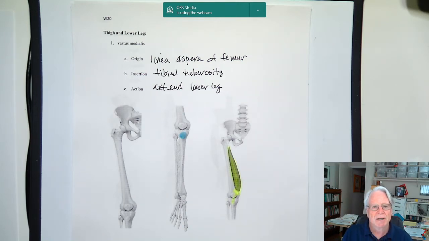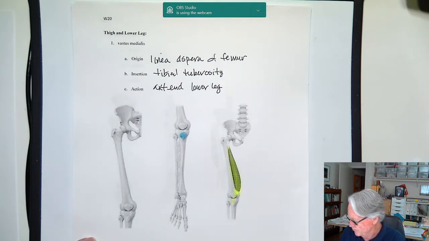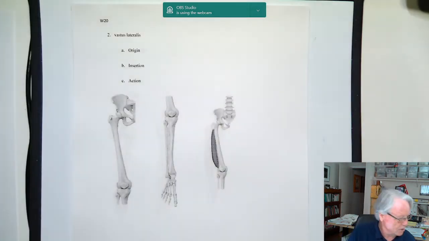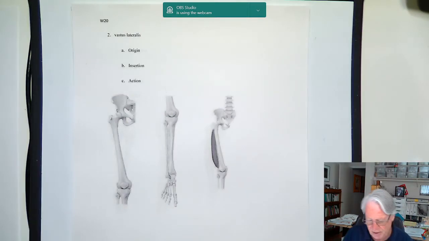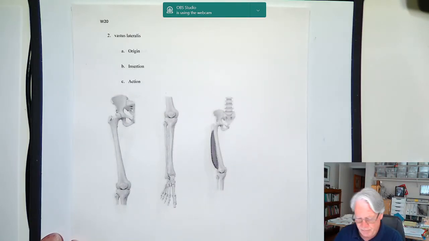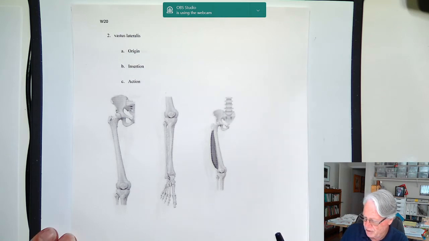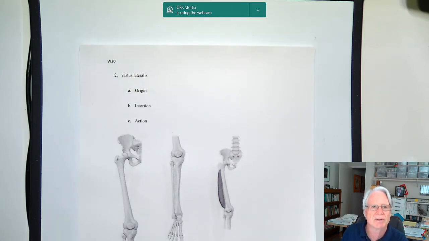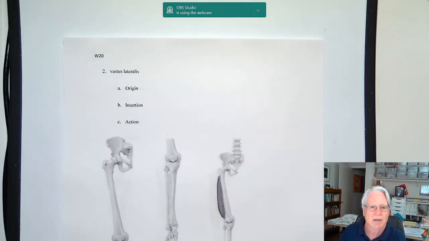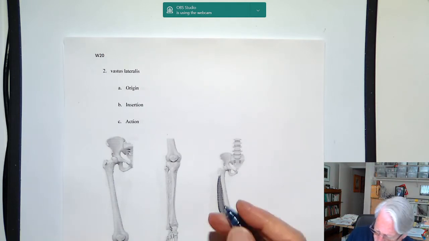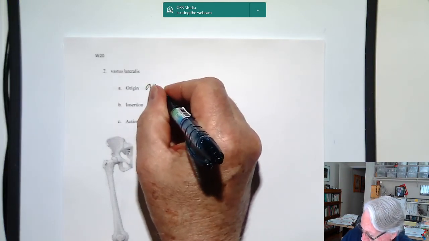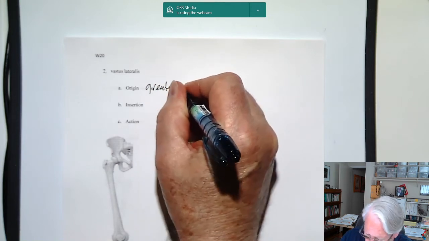Okay. All right, let's go ahead and do the next muscle, which is the vastus lateralis. We'll start with the origin. Vastus lateralis: greater trochanter.